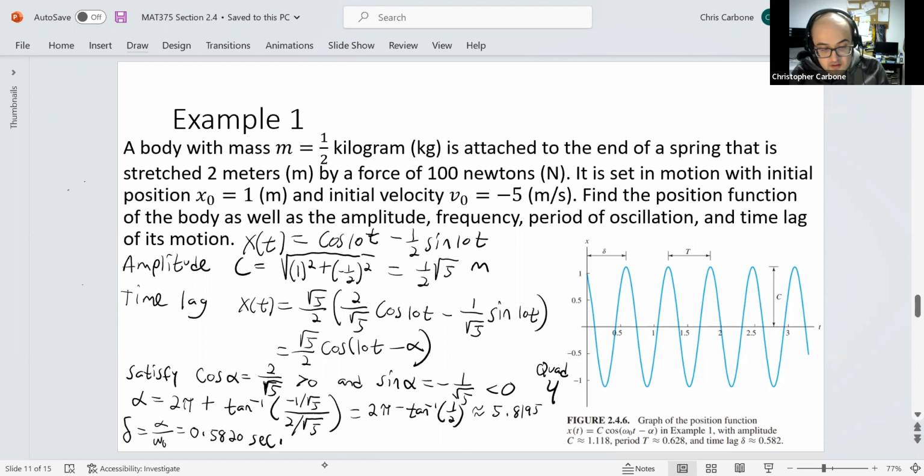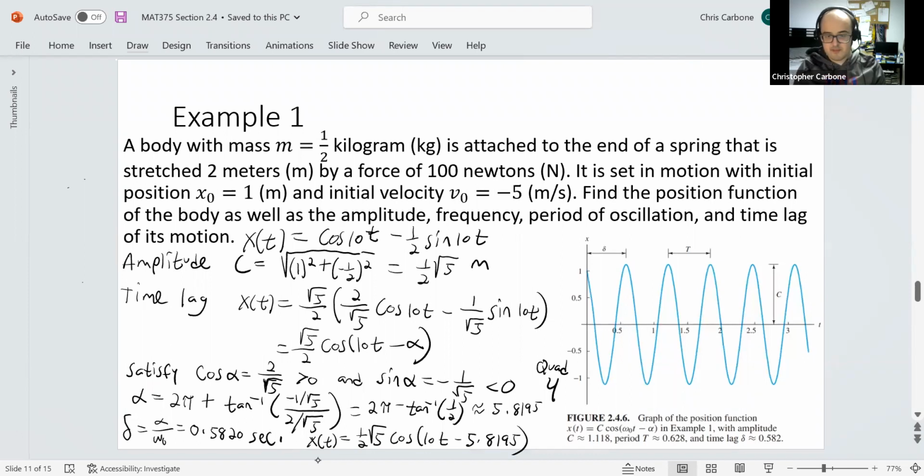So to give a full equation, this will be x of t is equal to 1/2 times the square root of 5 times the cosine of 10t minus 5.8195, based on this particular example.